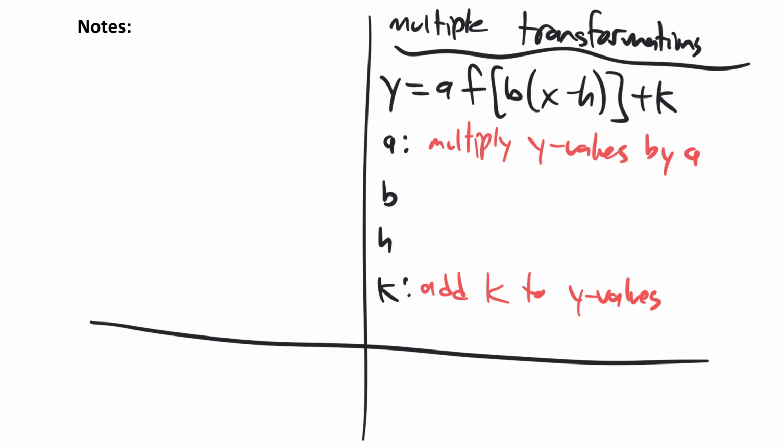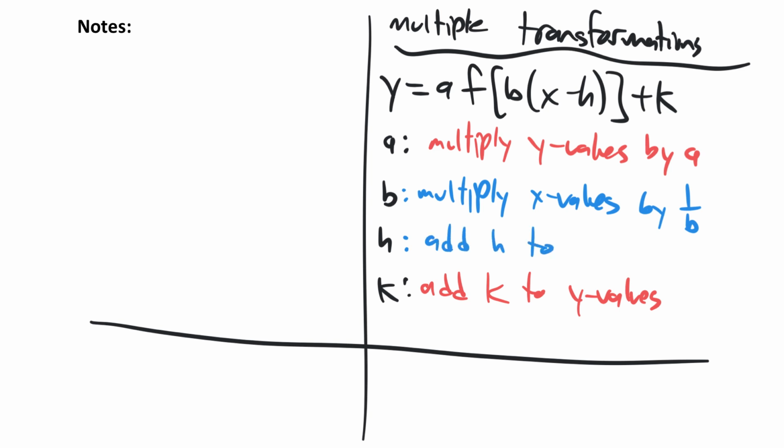And then for b, these are going to be x values. So for b, we're going to multiply the x values by 1 over b. And for h, we're going to add h, because we've already got the subtraction here. So that kind of has already flipped it around for us. Add h to x values. So this is the full transformation equation. It's got all of the stretches, all of the translations, the x's and the y's, and it's written in its nice factored form with the double brackets. That way you can clearly read off the transformations.